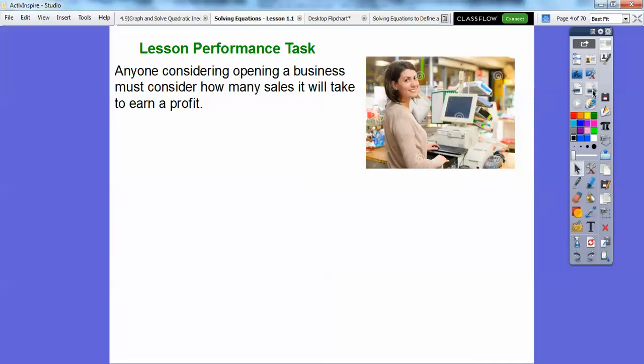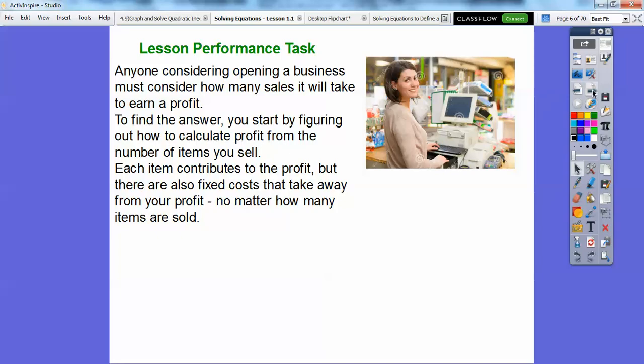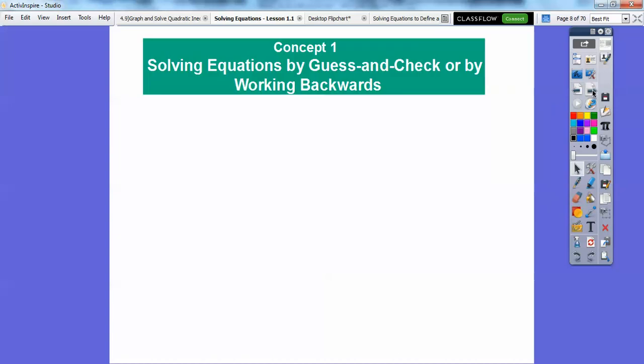For example, if you're considering opening a business, you must consider how many sales it'll take to finally earn a profit. To find the answer, you start by figuring out how to calculate profit from the number of items you sell. Each item contributes to the profit, but there's always a fixed cost that takes away from your profit no matter how many items are sold. Like, for example, say you're renting a place to do your business. Well, there's a fixed cost of rent that you have to pay no matter how many items you sell. So here we're going to use equations in one variable to calculate profit. Here we're solving equations by guessing and checking, or by working backwards.